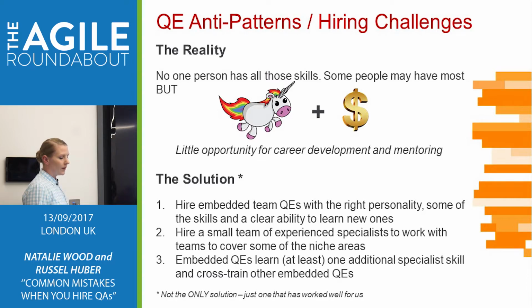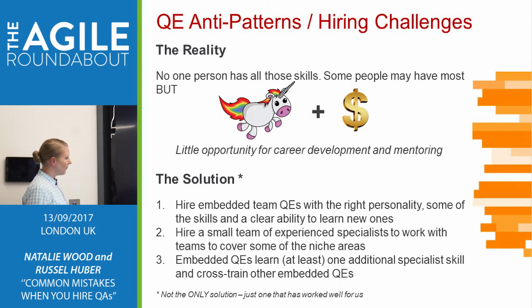So the way we've tried to cope with how you cover all of those things is we've hired embedded team quality engineers. We have around maybe 8 or 9 cross-functional teams right now, and at least one quality engineer in each of those teams that has the right personality, and for me that's far more important than anything else. Some of the skills, as many as you can find, but a clear ability and a passion to learn new skills. We've also hired a small team of experienced specialists to work with teams to cover some of the niche areas, and I'll show you on the next diagram which of those areas we've focused on.